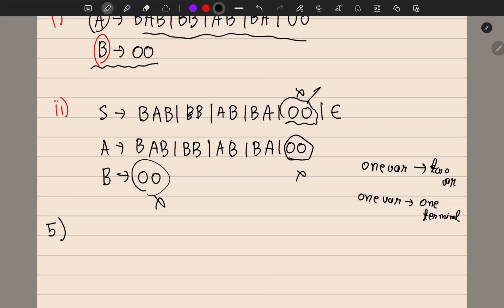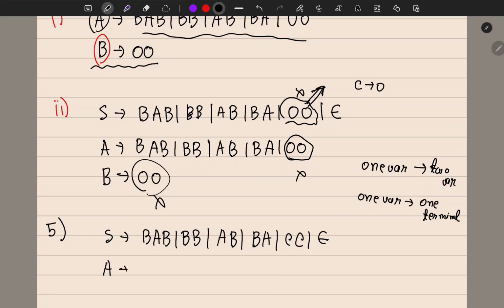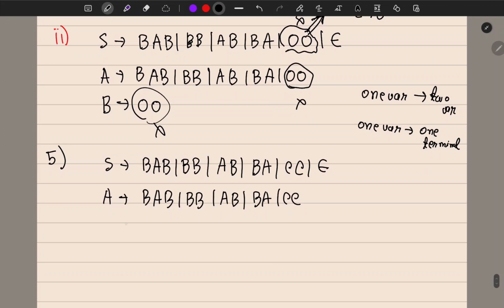So to remove these two terminal combinations which are not allowed, we will convert these terminals into representations of variables. We will introduce a new rule, C to 0. So S gives B A B, B B, A B, B A, C C, or epsilon. Also A gives B A B, B B, A B, B A, C C. B gives 0 0, and our new rule we will write here, C gives 0.